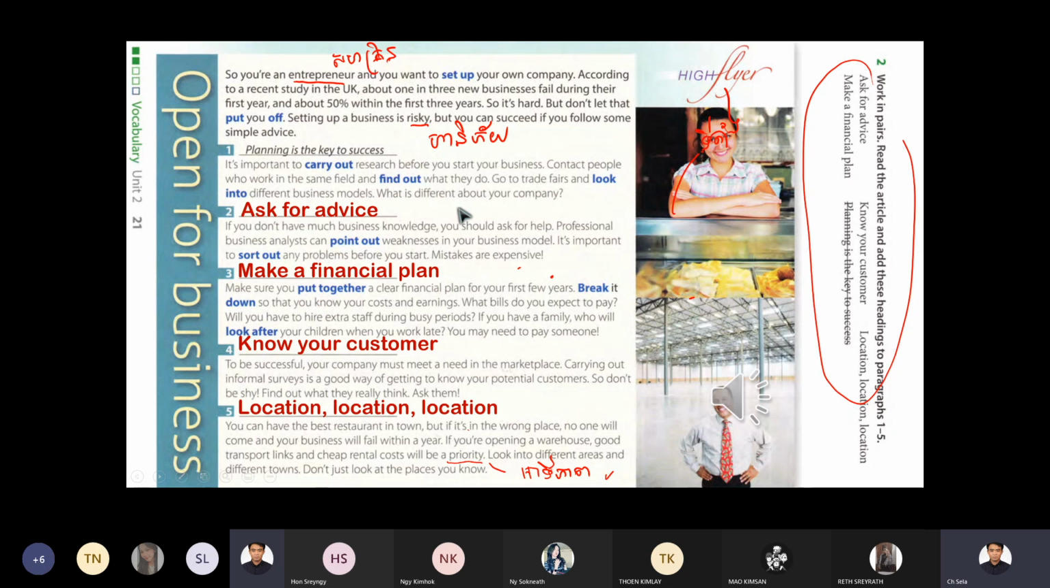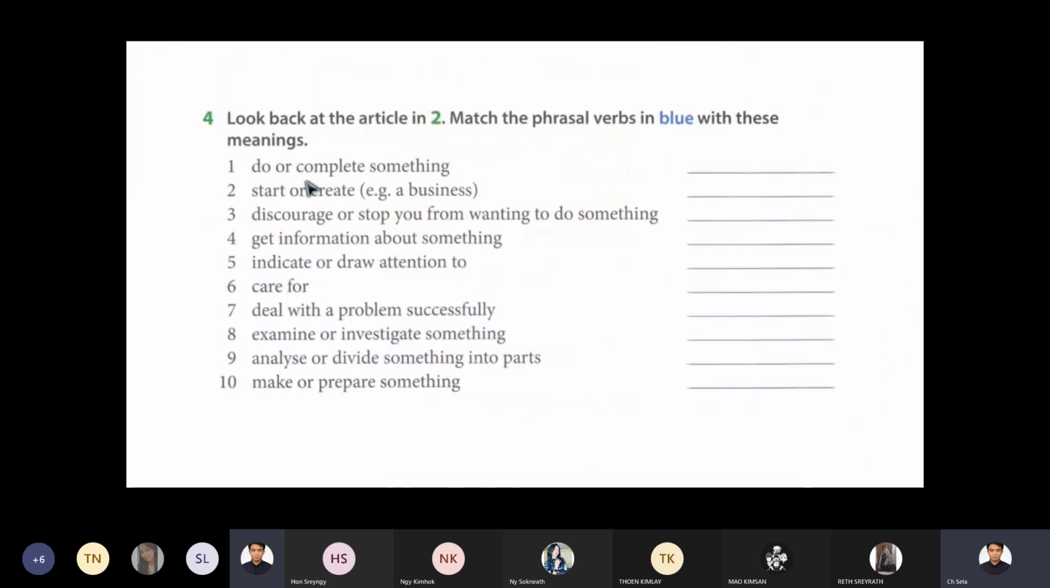Okay, so now what you can do with this one, you have to match the blue words here with the definitions on this page. For those who do not have a textbook or don't have a colorful textbook, you can look at the slide that I sent to you on your Telegram. They all have the color, so you can see which words or phrases are blue.